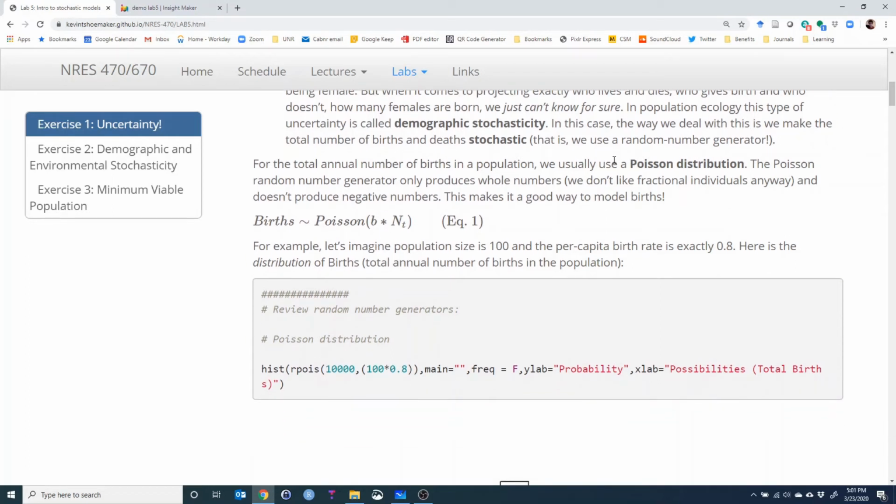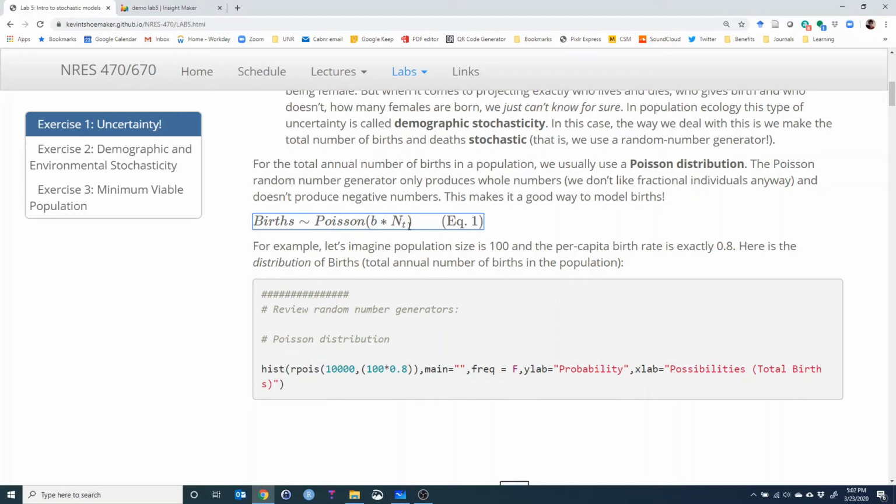For births, we use the total births. We use a Poisson distribution, which has some nice features for modeling births, and that is it produces whole numbers. We don't like fractional individuals, and it doesn't produce negative numbers because that wouldn't make sense. So you can read this as: the total number of births entering the population is distributed as a Poisson distribution with a mean of total abundance times the per capita birth rate.